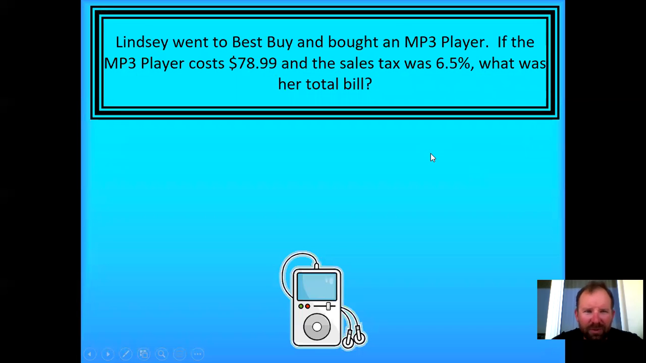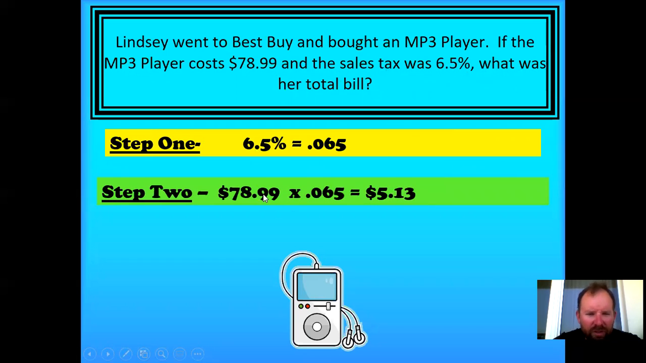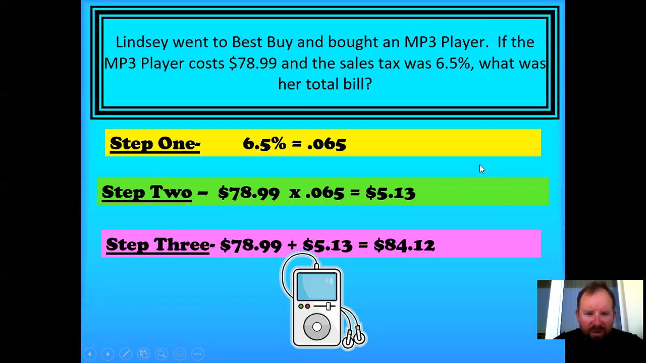All right, so here's an example. Lindsay went to Best Buy and bought an MP3 player. If the MP3 player cost $78.99 and the sales tax was 6.5%, what was her total bill? Step 1, change our percent to a decimal. Move it 2 places to the left. Step 2, multiply our initial cost times the tax, and we get $5.13 for the tax. Then we have to make sure we add that back to our original amount. So our final cost for the MP3 player will be $84.12.